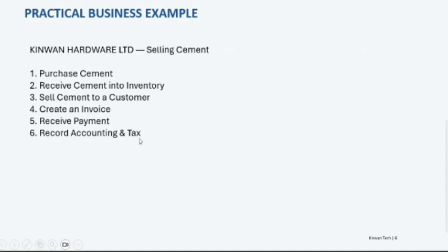So under one system, this is where we are purchasing the cement. We are receiving the cement into our inventory, which is the hardware. We are selling the cement to the customer under the same system. Then you are creating an invoice, receiving the payment, and keeping records for accounting and taxes under the same house, which is the ERP system.